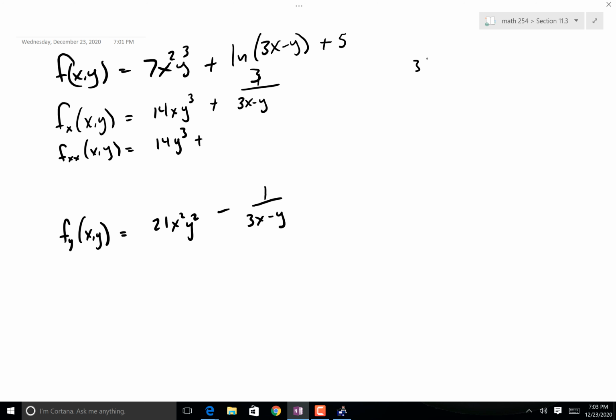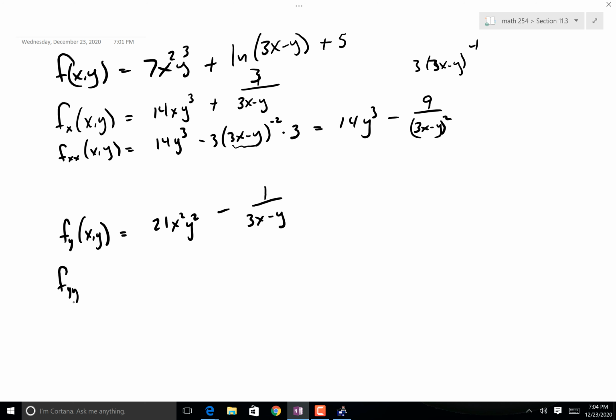Now, remember, this is really 3x minus y to the minus 1 power currently, right? So it's going to be minus 3x minus y to the minus 2 times the derivative of the inside with respect to x. So it's going to be 14y cubed. 3 times 3 is 9. And then this is going to be on the bottom squared. That should be right. I guess we'll find out in a minute.